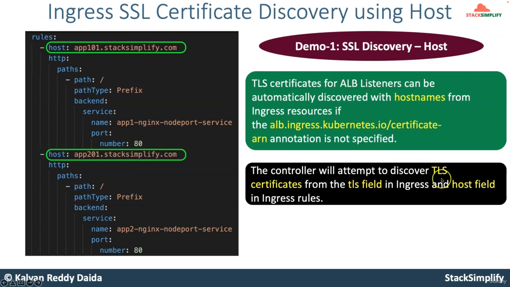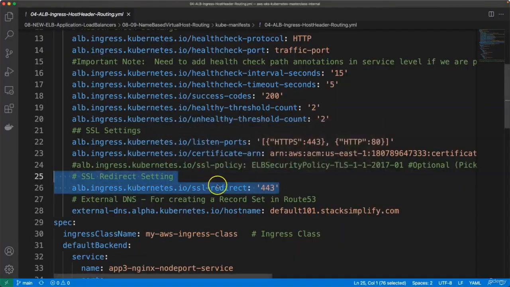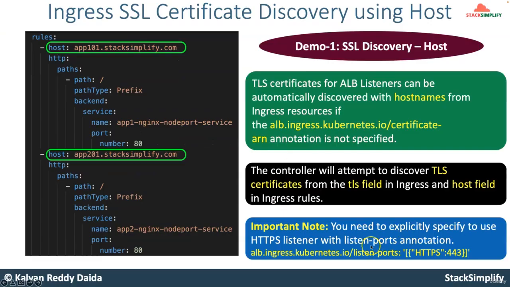So the controller will attempt to discover TLS certificates from the TLS field in the ingress and host field in the ingress rules. The host field in the ingress rules you have already seen here, and in the next slide we are going to see the TLS field related thing too. Another important note here is you need to explicitly specify to use HTTPS listener with the listen ports annotation. We have already seen in our ingress resources that we are specifying listen ports 443 for our SSL communication, so we have no issues with this important note.